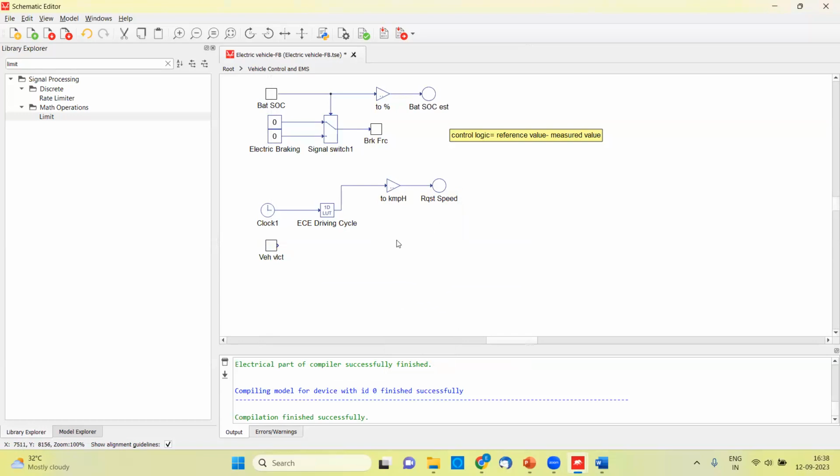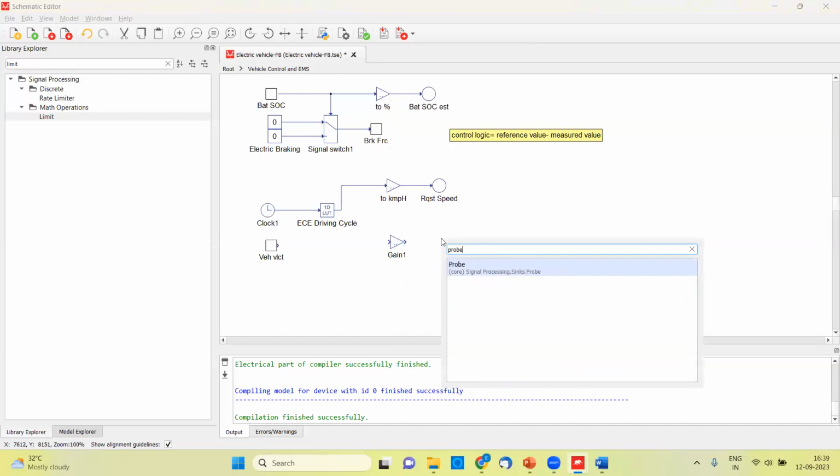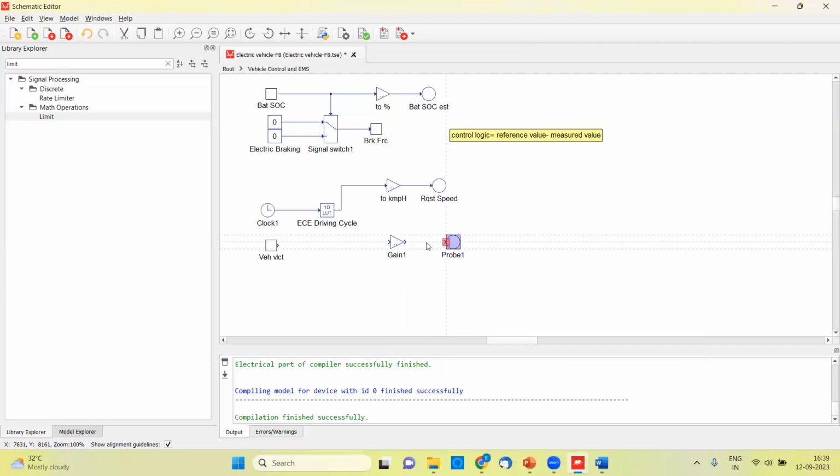Over here also, I'm going to take one gain block and one probe. Again, I'm changing the name to kmph, and this probe will be vehicle speed. So up to now we have taken two inputs. Now we want to compare these two, because this is reference and this is measured. So here I'm going to take one subsystem.